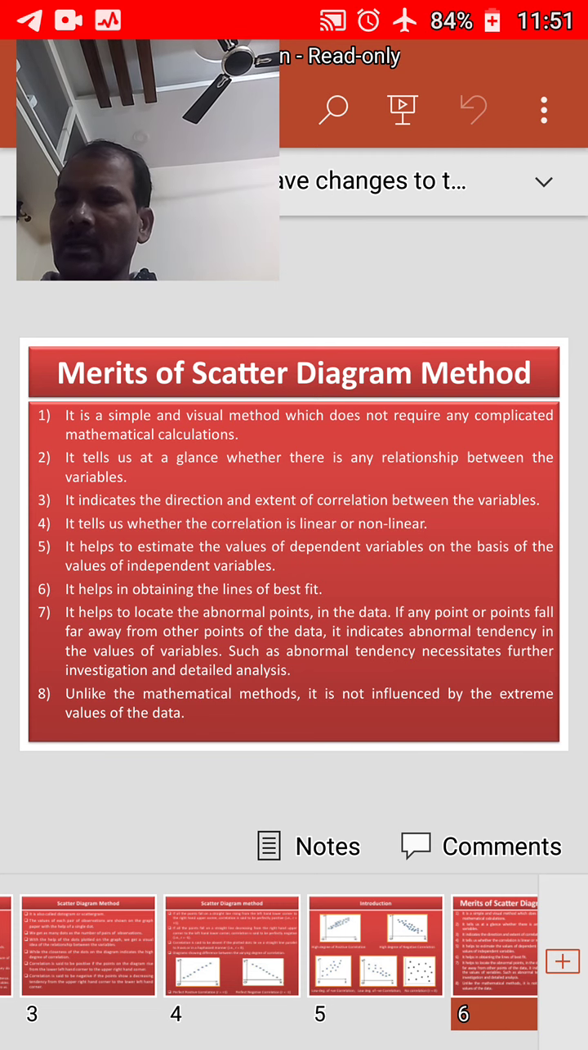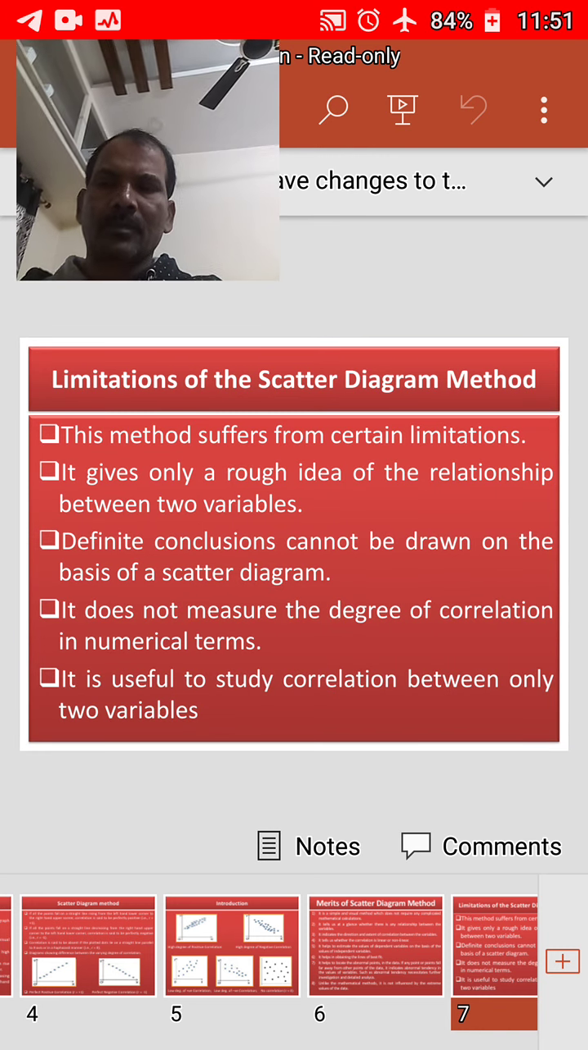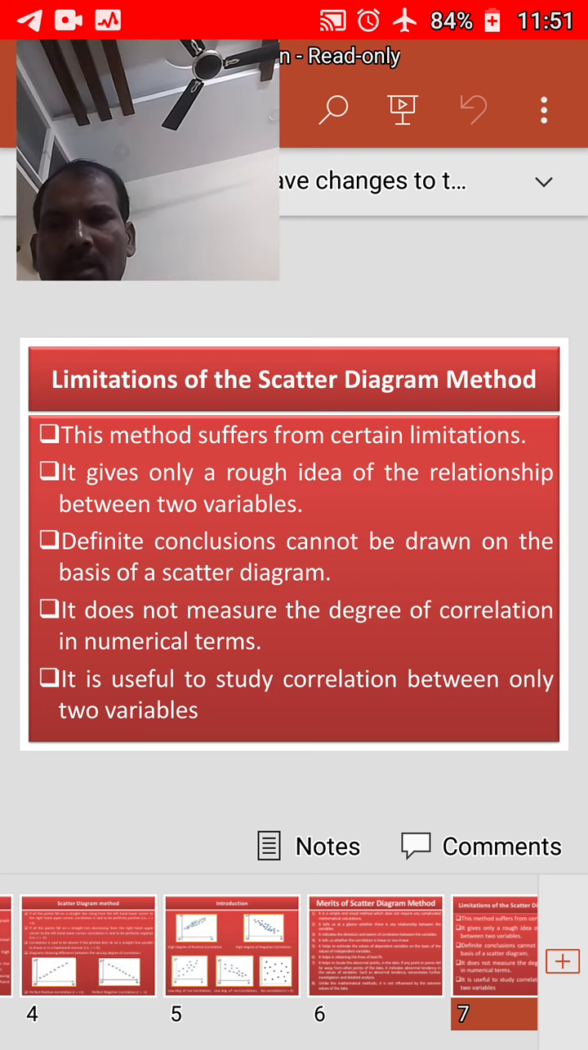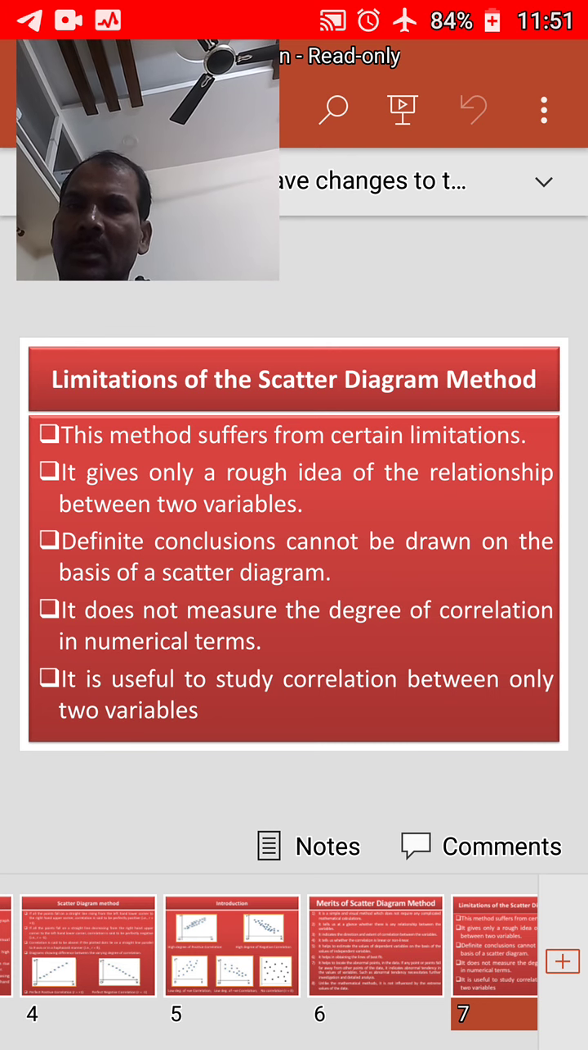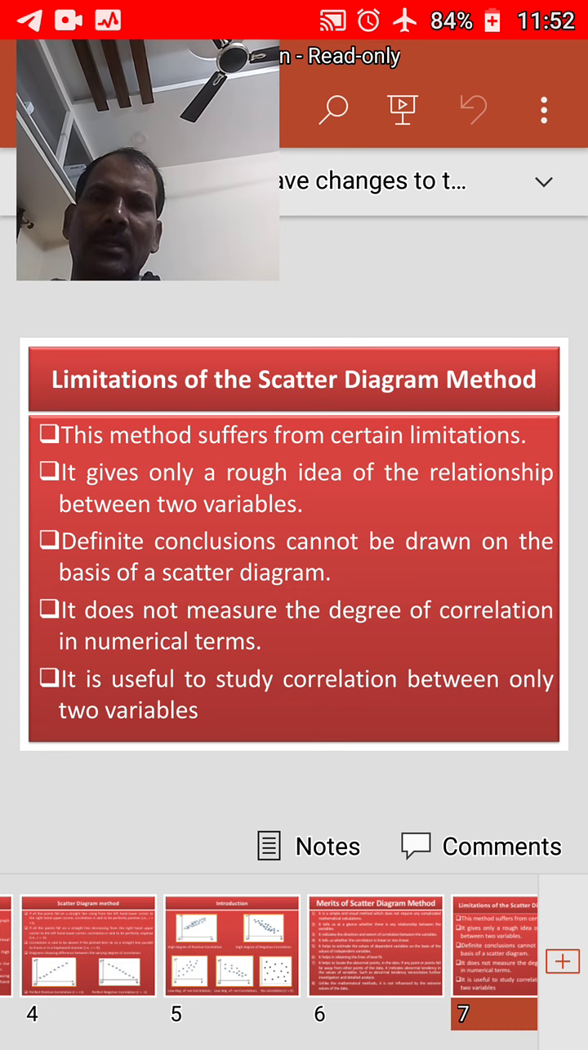However, this method has certain limitations. We will discuss what limitations this method suffers from. It gives only a rough idea of the relationship between two variables. It won't be precise in nature. It will give a rough idea of the relationship between the variables, and definite conclusions cannot be drawn on the basis of a scatter diagram, because it's a rough idea.